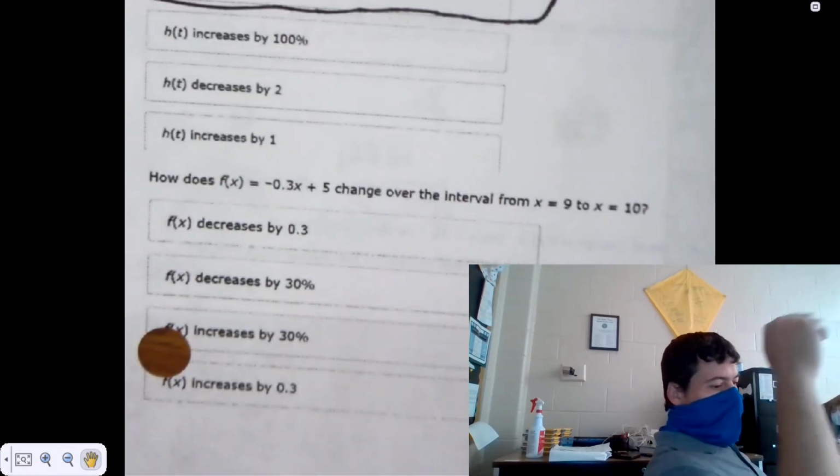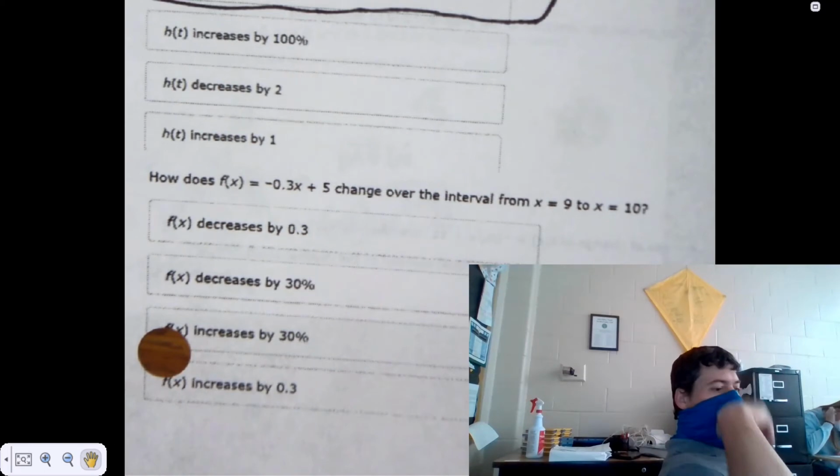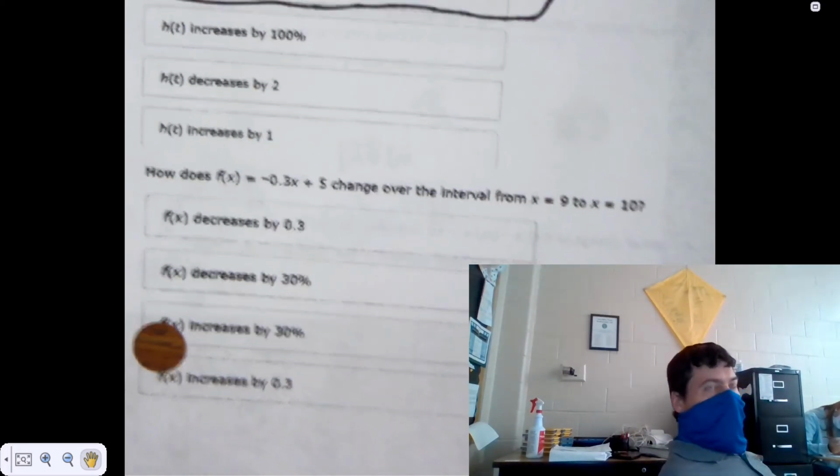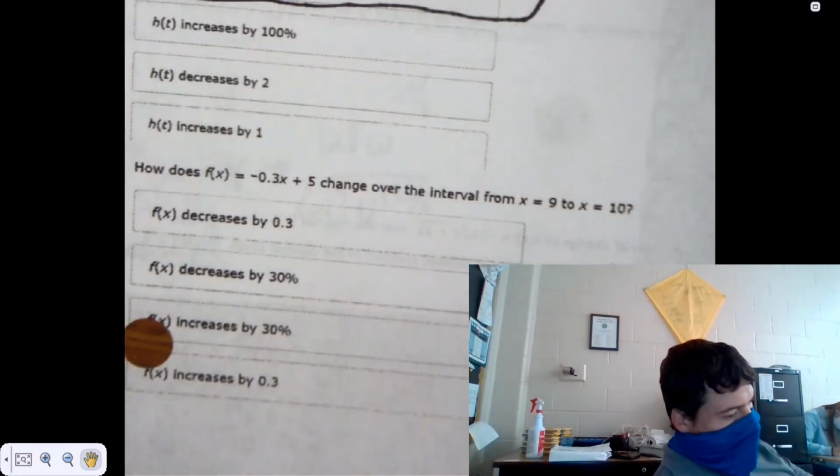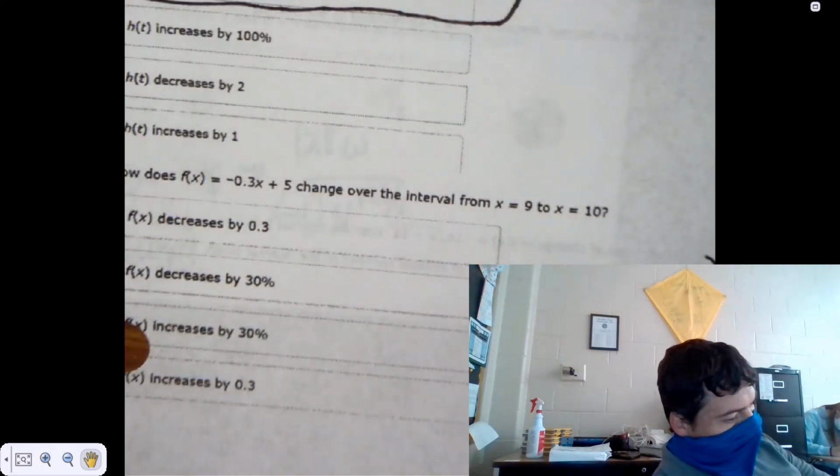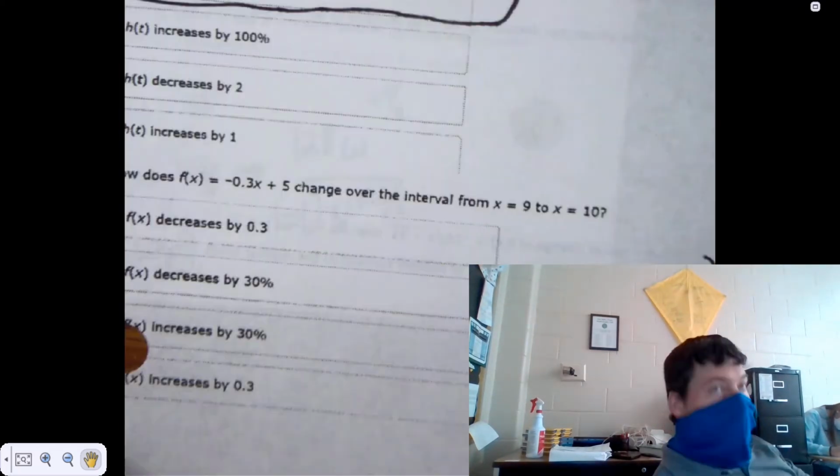So how does f of x being negative 3/10 of x plus 5 change over the interval from x equals 9 to x equals 10? I guess what I'll do is I'll figure out what f of 9 is. It's negative 3/10 of 9 plus 5.